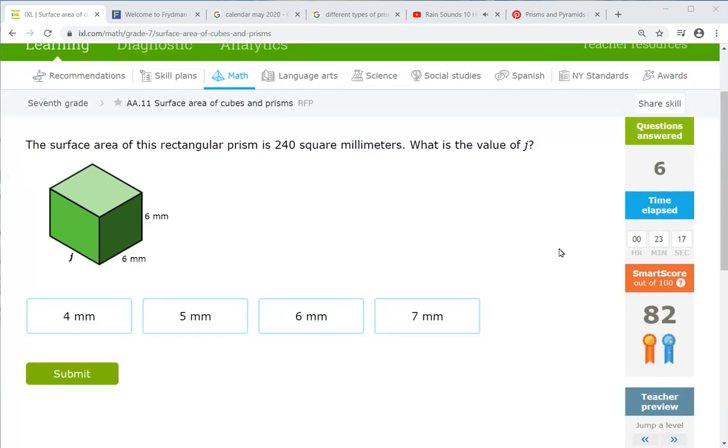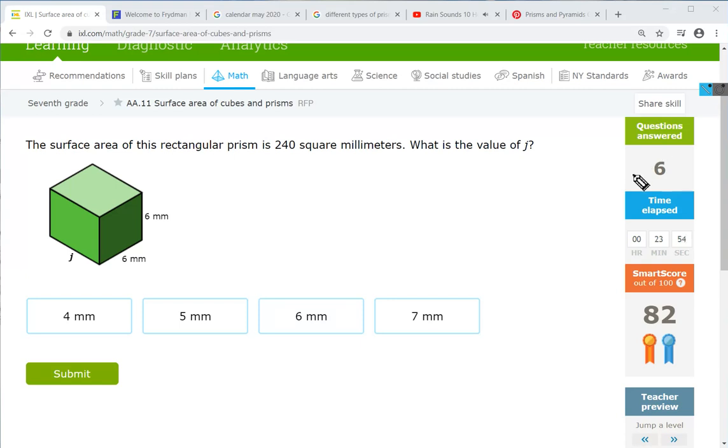Oh, okay. So now we're going to have to figure out the length of one side. All right, so let's think here. The surface area of this rectangular prism is 240 square millimeters. What is the value of J? So this one is going to be a little bit trickier. So we're going to write an equation for this one.